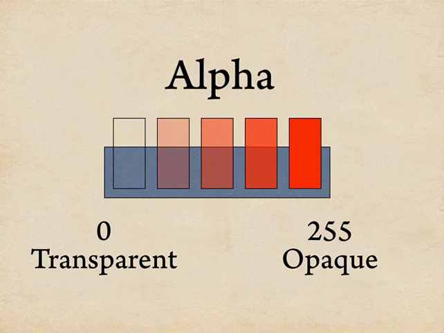So you hear people talk about the alpha of a color. And when they say alpha, they mean exactly the same thing as opacity. So how do you define opacity in Processing?